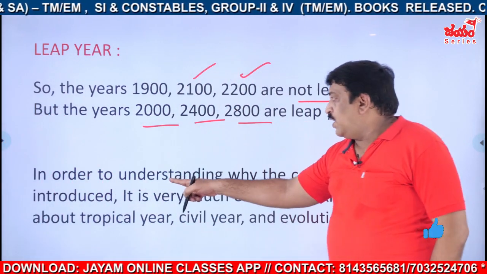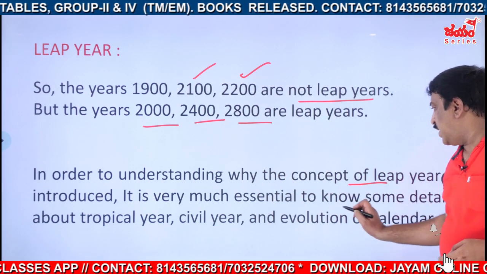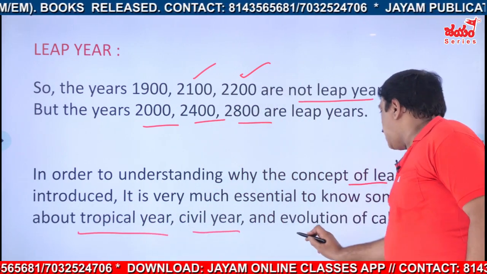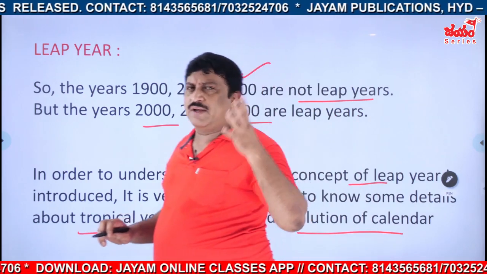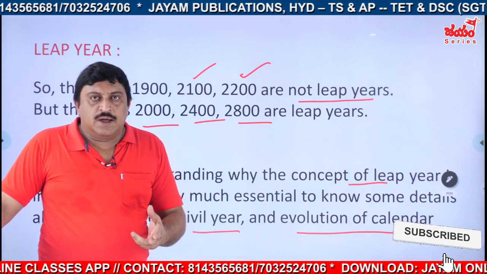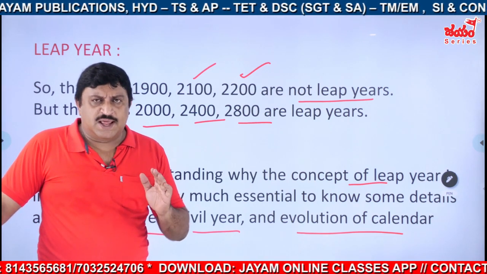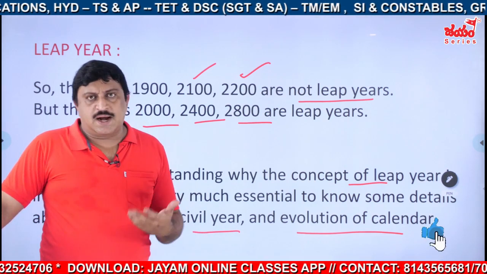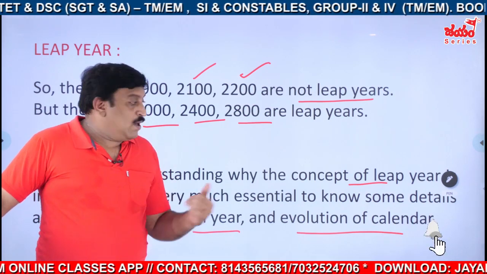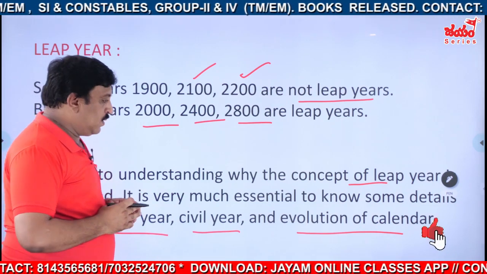In order to understand why the concept of leap year was introduced, it is very essential to know some details about a tropical year, civil year and evolution of the calendar. So there is a small point, I'll discuss that one. Then only you have to start the calendar, right? Don't say normal year, 1 odd day, leap year, 2 odd days. Let us learn this first, then start the basics, before the basics, the evolution of the calendar. Now, why are 3 days removed? Very important.